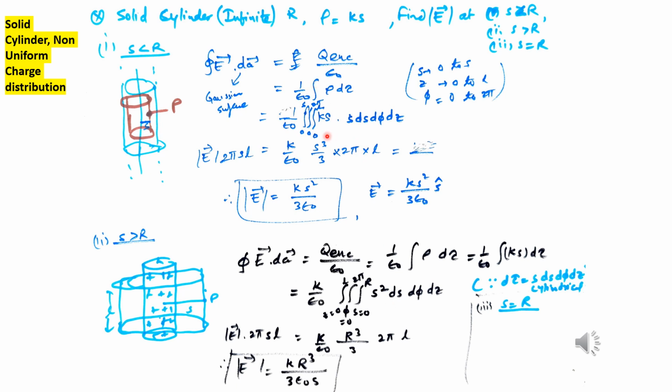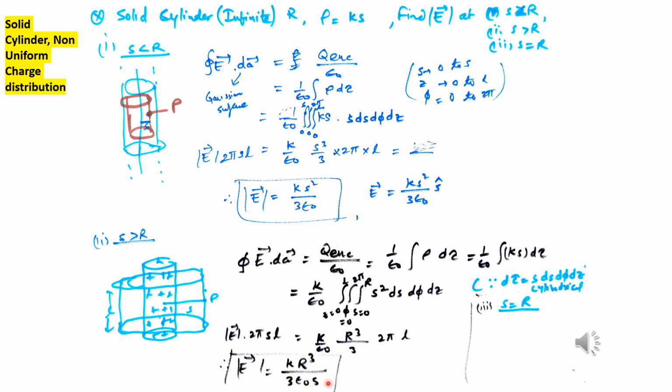So only the limits will change: S goes from 0 to R. This is the total limit, 0 to R, which will be used for calculation of d tau. Other things will be similar. So rho equals K S, so K by epsilon naught is outside, and again S squared dS d phi dz is there. If you put the limits 0 to capital R, S cubed by 3 will become R cubed by 3, and the 2 pi will be cancelled. So the magnitude of E equals K R cubed by 3 epsilon naught S.